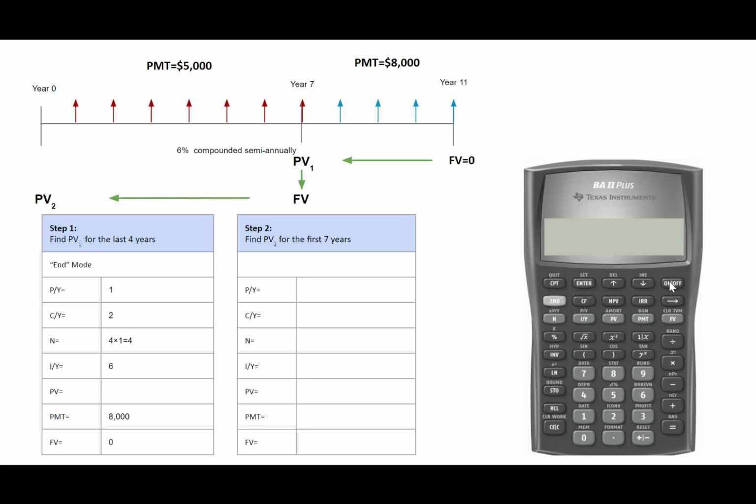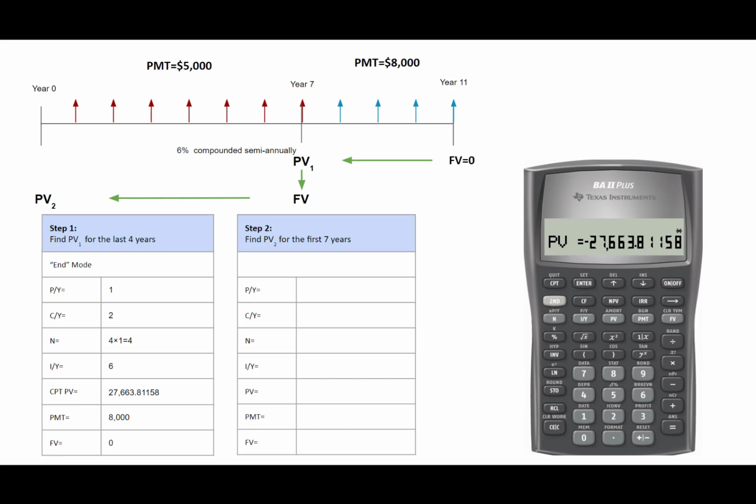Let's use the calculator to calculate PV. Turn it on. It is by default at the end mode. You would see BGN on the screen if it is at begin mode. Second on PY to enter, PY is 1 and CY is 2. Second quit. 4 for N, 6 for IY, 8,000 for PMT, and 0 for FV. Compute PV.